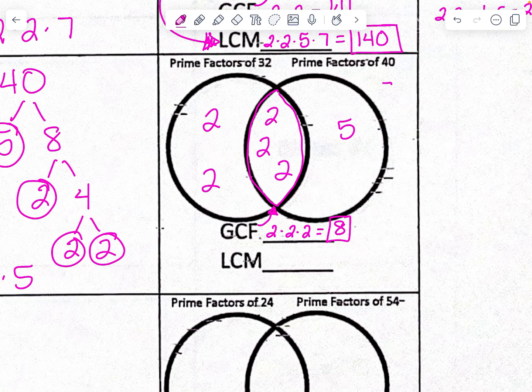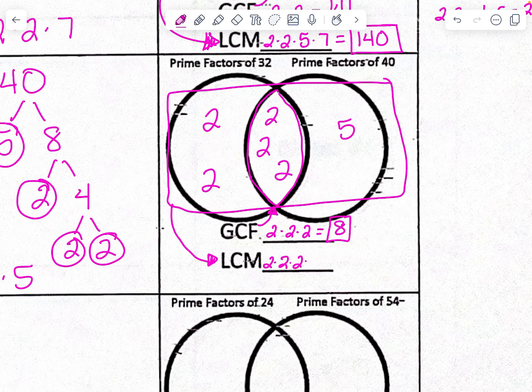The LCM is everything that we wrote. So I'll start over here. I get 2 and 2, then 3 more 2s, and then 5. Then we're going to multiply all these up. 2 times 2 is 4. And 2 times 2 is 4. And 2 times 5 is 10. Then I can multiply these again. 4 times 4 is 16. 16 times 10, 160 would be the least common multiple. Okay, that's the smallest number that both 32 and 40 can multiply up to and equal.